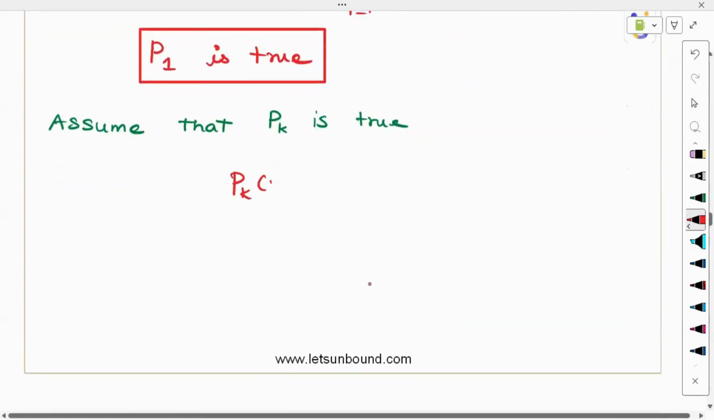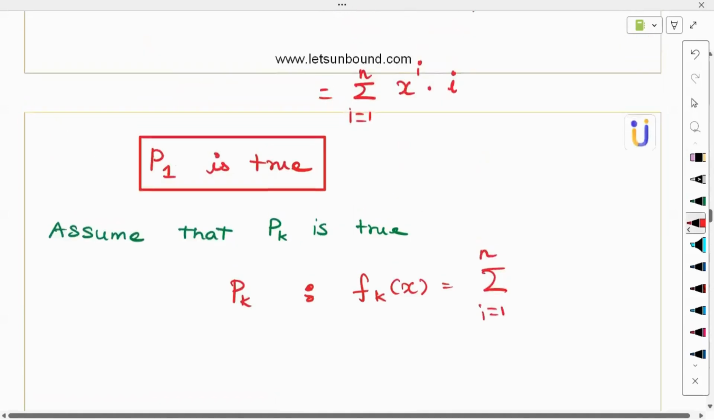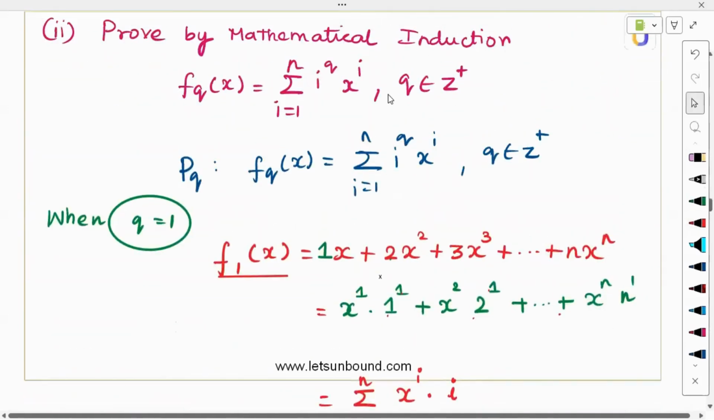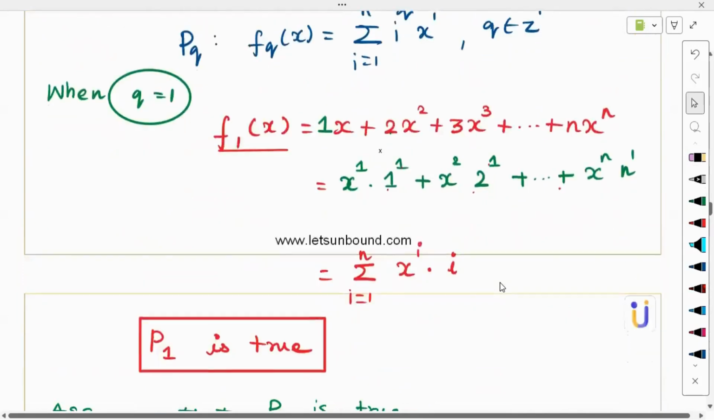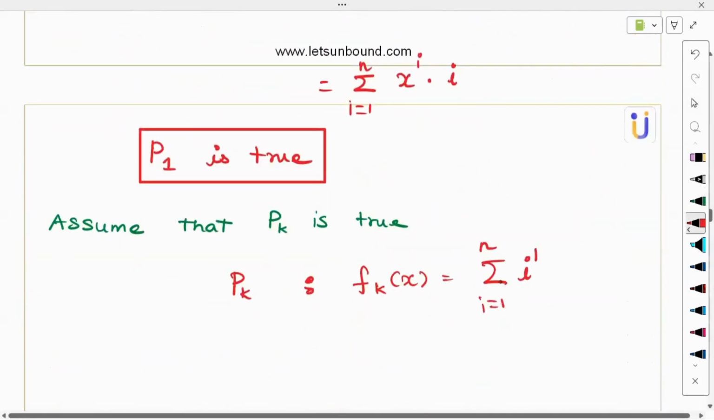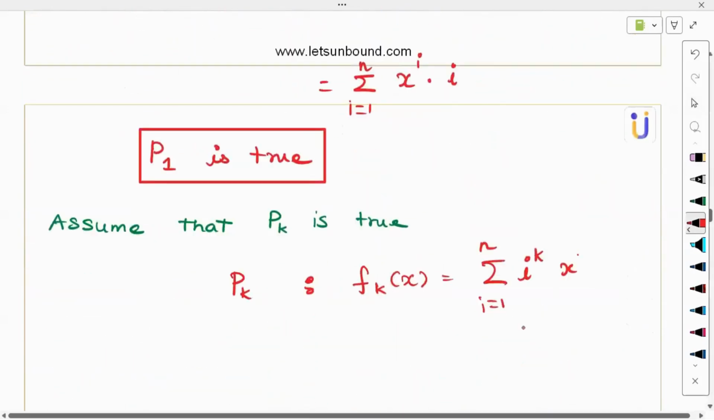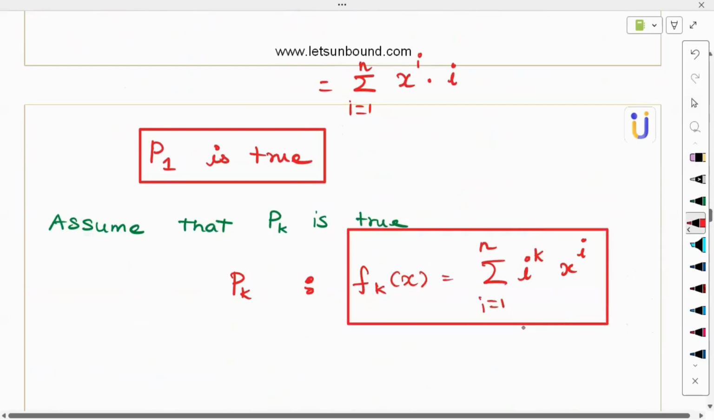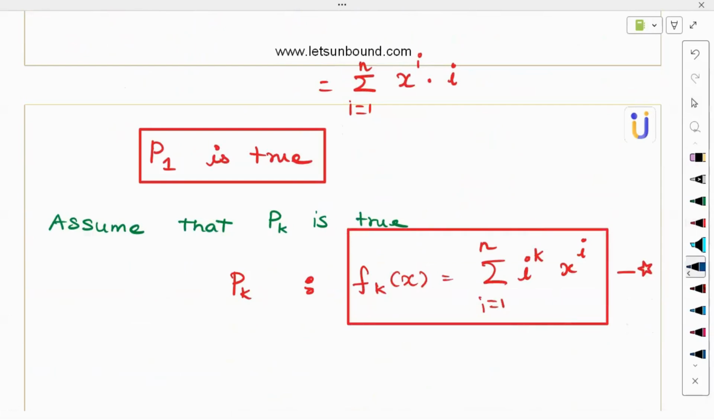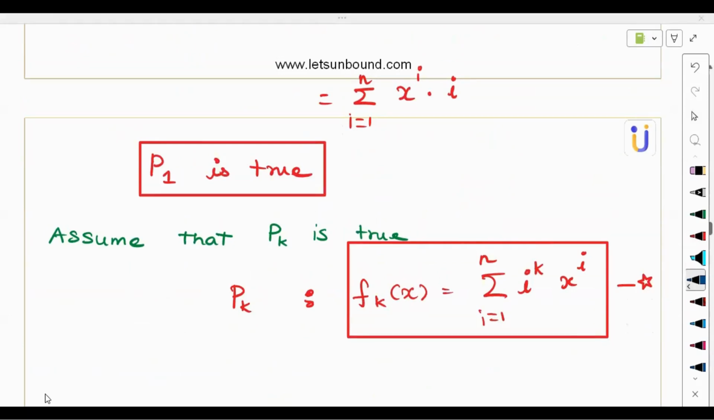So Pk of x is nothing but fk of x equal to sigma i equals 1 to n. Here we had i power q, x power i. Instead of q, I have taken k. So i power k, x power i. So we have taken this as true. So this Pk is true, and we can use this in our further proving parts. Right? I hope this is clear here.